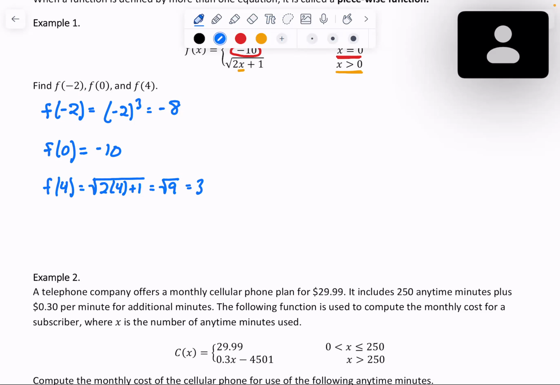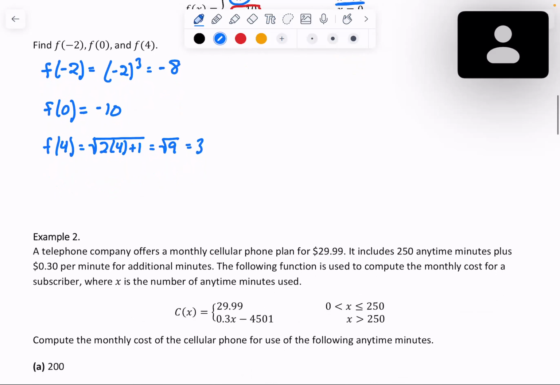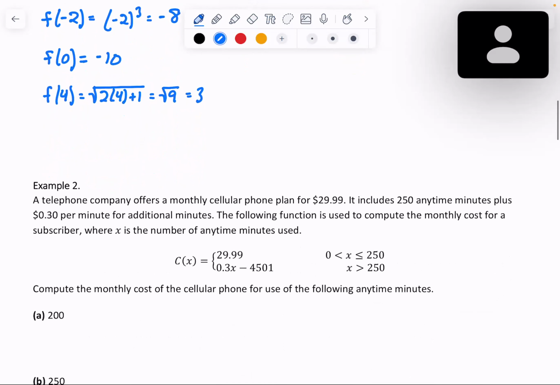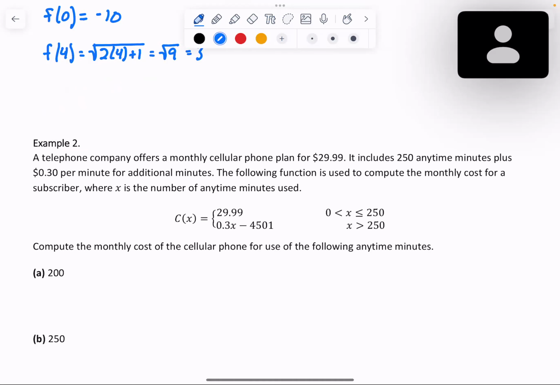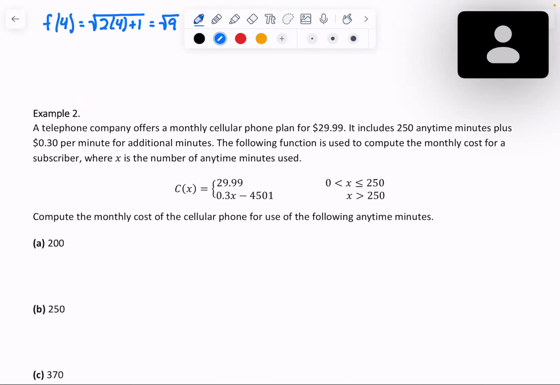This next example here has a typo in it, and I can't actually fix it because whenever I was given the notes, they were imported as a PDF, so I couldn't edit the PDF. So I'm going to read the question first, and then I'll show where the mistake is. It says a telephone company offers a monthly cellular phone plan for $29.99. It includes 250 anytime minutes plus 30 cents per minute for additional minutes. The following function is used to compute the monthly cost for a subscriber where x is the number of minutes used. So the mistake is in the bottom piece.